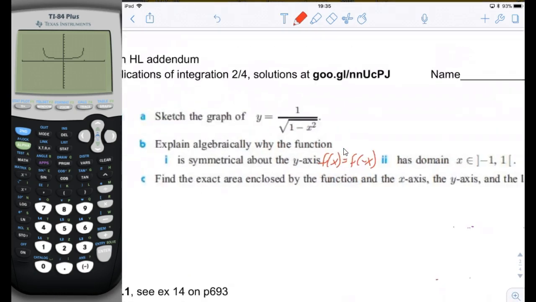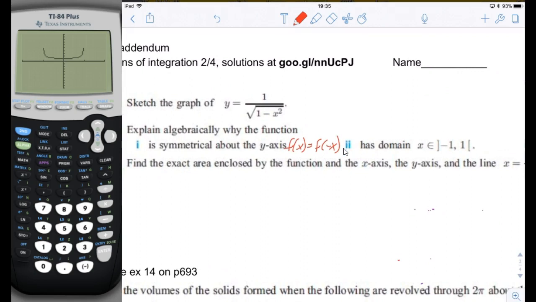Okay, number 2. Explain algebraically why the function has a domain of negative 1 to 1. Okay, so we just talked about how there are asymptotes at x equals negative 1 and x equals 1. What happens when x is greater than 1 or when x is less than negative 1? You can see if you put in a number just a little bit bigger, like 2, it'll be 1 minus 2 squared, which is 1 minus 4, which is negative 3. Is there a square root of negative 3? No, there's no real number that's the square root of negative 3.